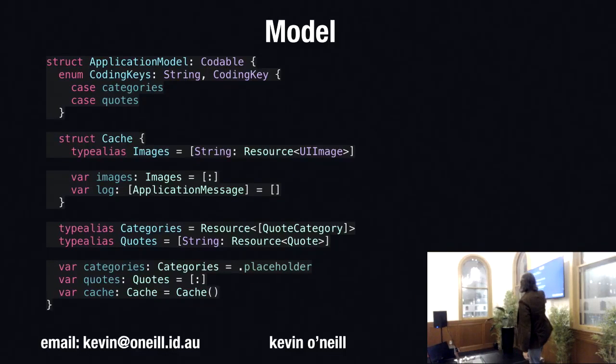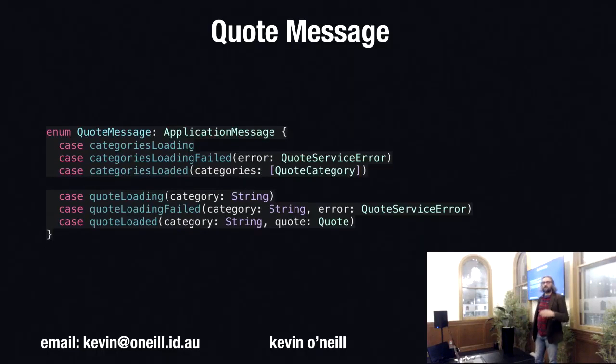So I've got, let's see, some categories, some quotes, and a cache. Everything above there just defines those things. I've got a series of messages. So these are the things that have changed. Categories are loading. Categories loading has failed. Categories are loaded, etc., etc.